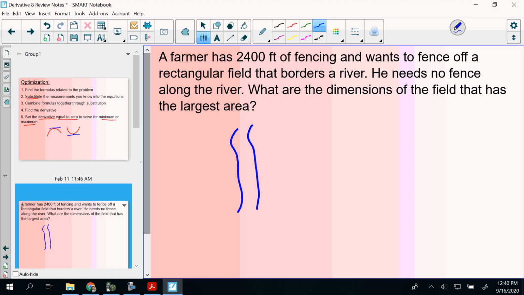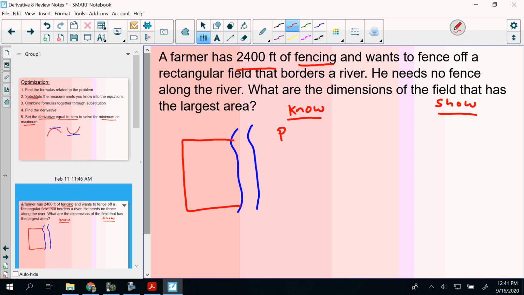So if we've got this river here, the farmer's building a fence to enclose a rectangular field. Probably doesn't need fence along the river because cattle or whatever is not going to escape through the river. What now are we trying to do here? Well, let's try to figure out what we know and what we have to show here. What do we know in this problem? We know an amount of fencing. Well, fencing is talking about the distance around here, that's the perimeter. So what's the perimeter of our fencing?